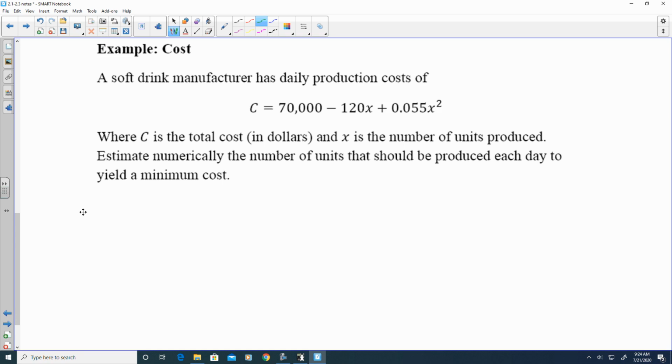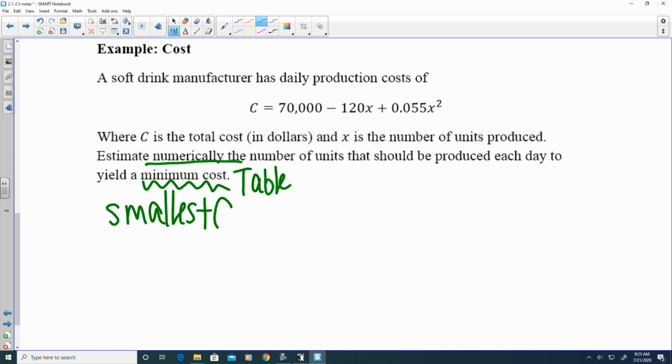A soft drink manufacturer has daily production costs of C, this function C, where C is the total cost in dollars and x is the number of units produced. Estimate numerically. That does not mean we're solving anything. That does not mean we're graphing anything. Numerically means we're looking only at numbers, so that tells me that we're going to use some sort of table. Estimate the number of units that should be produced each day to yield a minimum cost. So this is the smallest C value or Y value in our case.